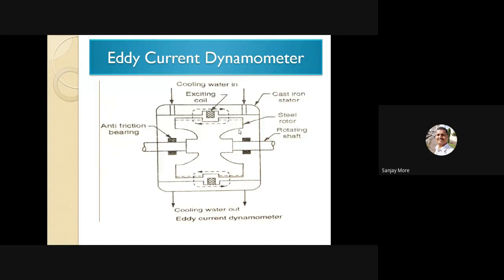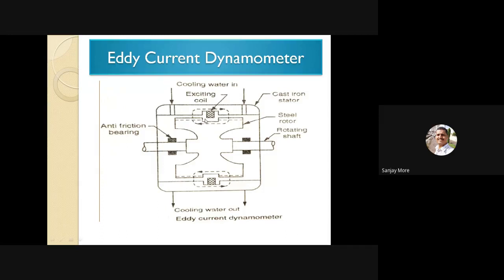See the construction and working of the eddy current dynamometer. Under the cast iron stator, there is a steel rotor. A toothed steel rotor is placed in it, and two-side anti-frictional bearings are attached to the rotating shaft. On this side are cooling water in and cooling water out. And this steel rotor is connected to the exciting coil.